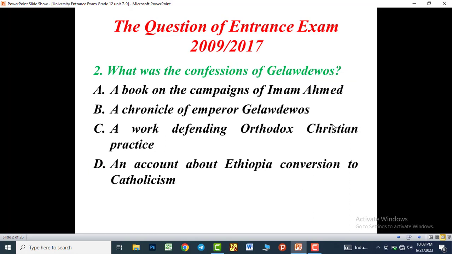Question number 2. What was the Confessio Fidei of Gelawdewos? A. A book on the campaigns of Imam Ahmad. B. Chronicles of Imperial Gelawdewos. C. A work defending Orthodox Christianity practice. D. An account about the Ethiopians' conversion to Catholicism.